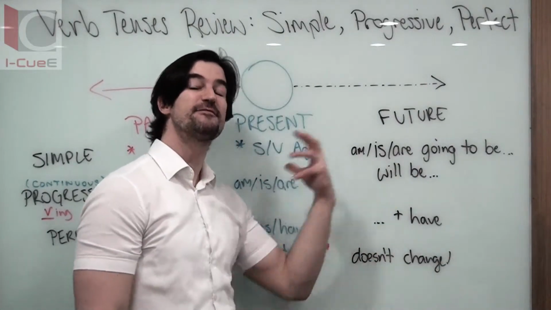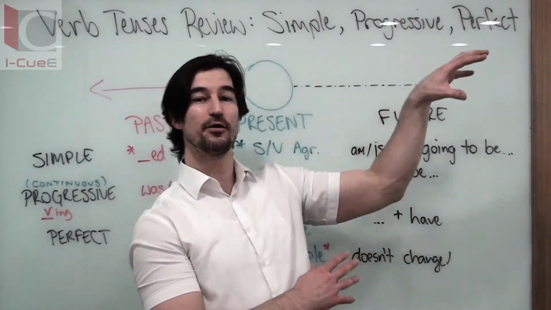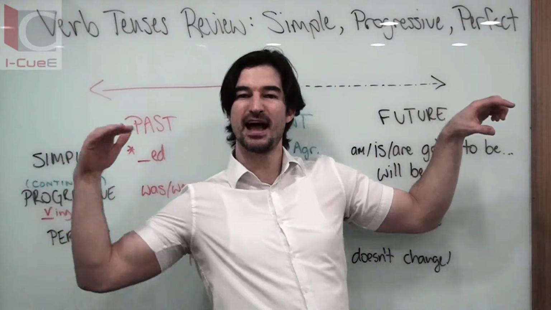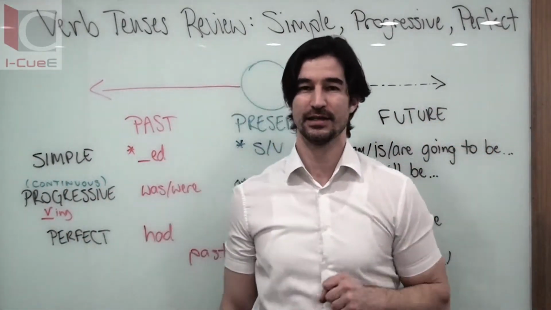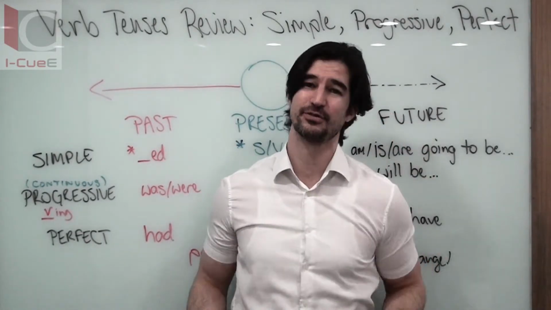So the idea of the future perfect tense is to project yourself and then try to imagine or remember what will have happened by the time you get to that point. I hope that helps. Now let's review.